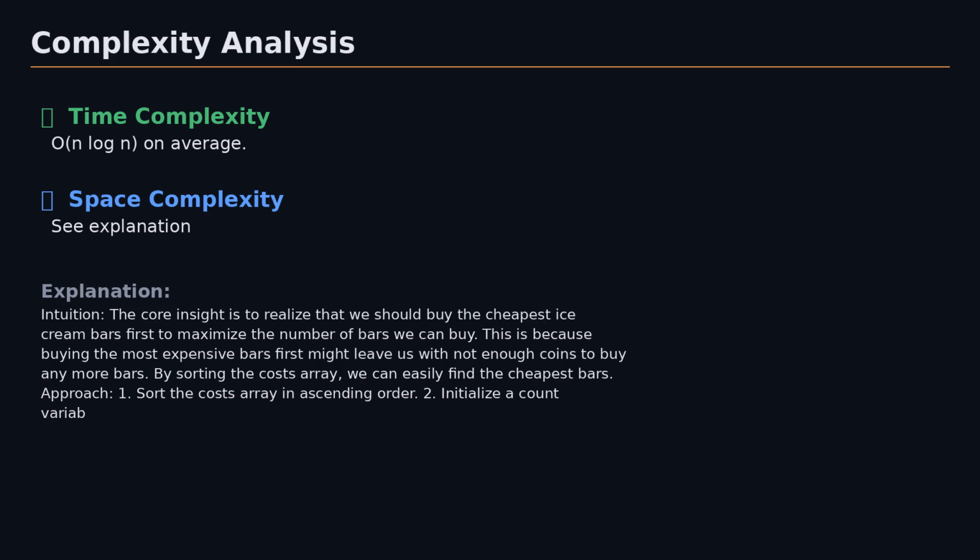Now, let's talk about the time and space complexity of this solution. The time complexity is O(n log n), because we're sorting the costs array using the built-in sort function in C++, which has a time complexity of O(n log n). On average, the space complexity is O(1), because we're not using any additional space that scales with the input size. The sort function is sorting the array in place, meaning it doesn't use any extra space. The count variable is a constant amount of space, so it doesn't contribute to the space complexity.